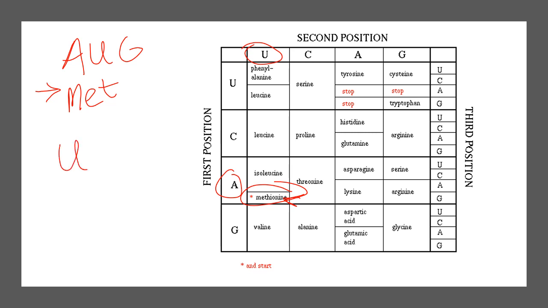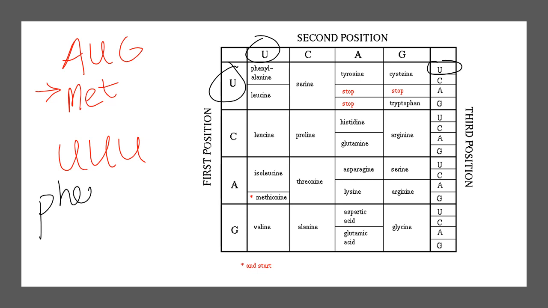Maybe I have another one, UUU. Let's try to read that one. Take a second and let's see if you can read UUU. So UUU is phenylalanine. Okay, so that's a different amino acid.